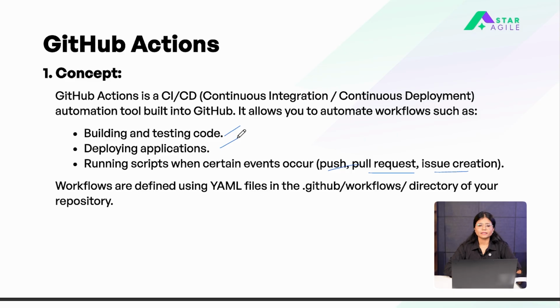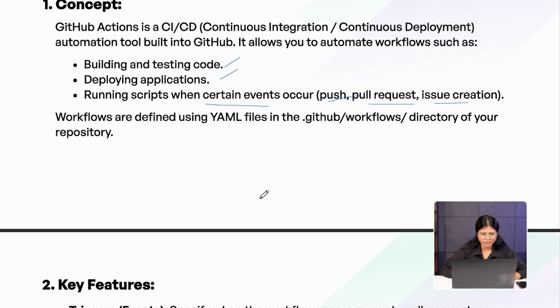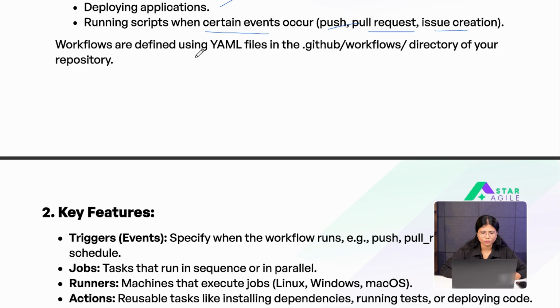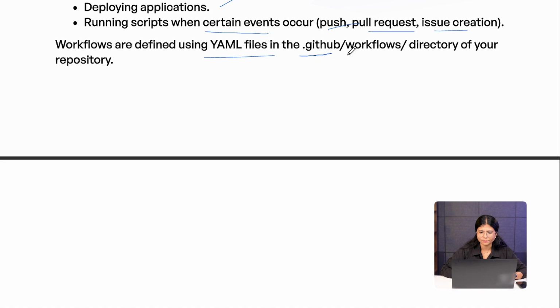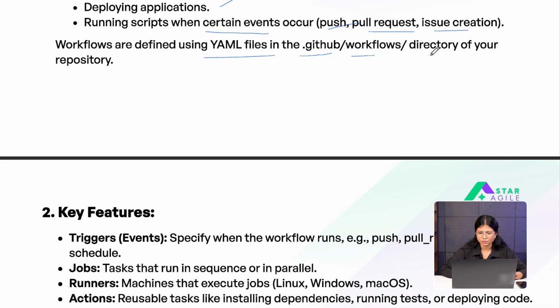But here, some things you need not do manually. Few things are automatically updated for you, right? That's where building and testing code comes into the picture. Then deploying the application, where manual errors reduce and automation increases. That's what GitHub Actions does. It runs a script when certain events occur. We also see here that workflows are defined using YAML files, and the YAML files are written in the .github/workflows directory of your repository.